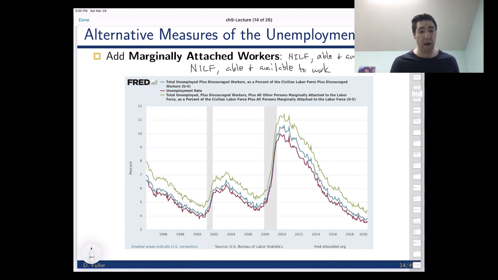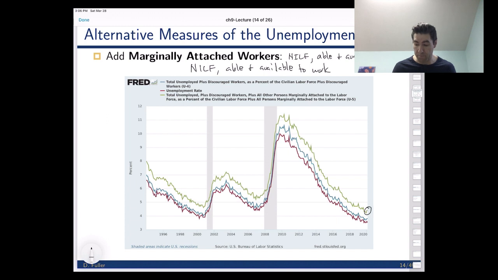And so we're going to follow the same direction. We're going to add that group to the numerator and denominator of U4. And that's going to get us this green line here in our graph. So the red line is U3, the regular unemployment rate we've looked at. The blue line is U4. And this green line is what we call U5, which includes both discouraged workers and the people that are marginally attached. And so now we're starting to get a little bit higher, almost a percentage point higher, somewhere around 4.5% of people are either unemployed, discouraged, or marginally attached to the labor force.